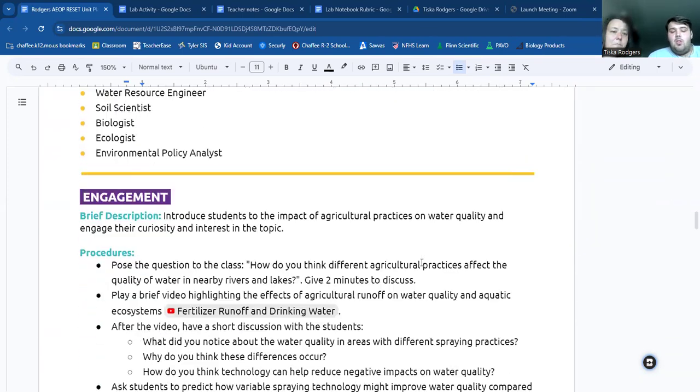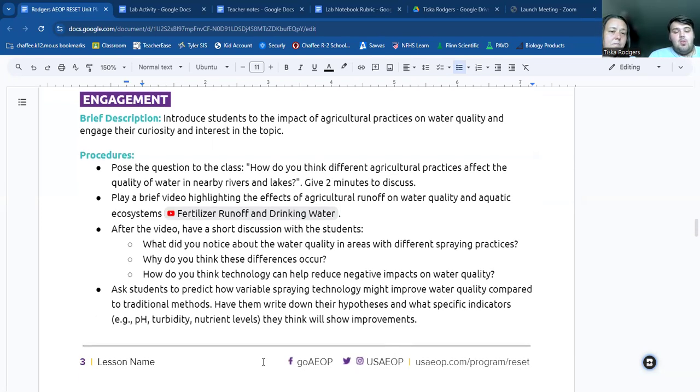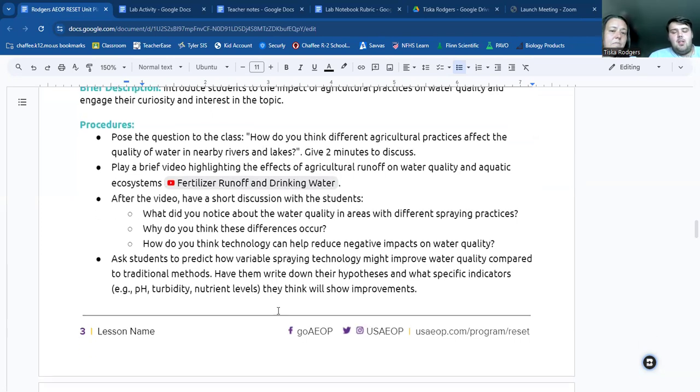Starting with the first E, the engage, just having a normal class discussion, talking about how you think different ag practices can affect the quality of water in the nearby rivers and lakes that we have. Showing a video to introduce fertilizer runoff and how it can affect the drinking water, having discussions, and the students can have practice making hypotheses and guessing what they think would be different between the two types of spraying, whether it's pH, turbidity, nutrient levels, all sorts of things.